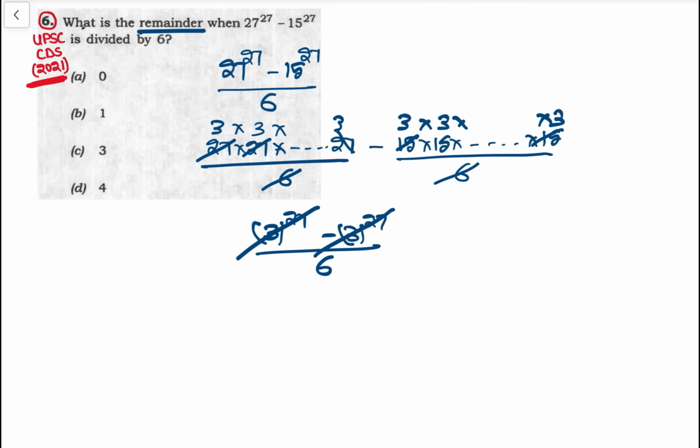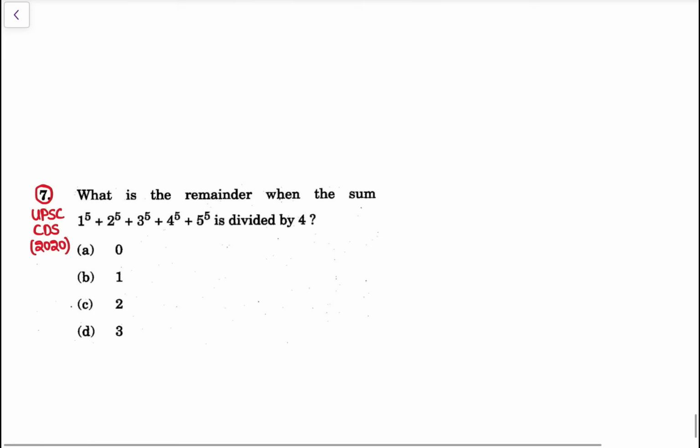ये दोनों cancel हो जाएगा 0. So this is 0 upon 6. 0 upon 6 is what? Remainder is 0. So 0 is answer. Option A, 0 is the answer. Now let's see next question.